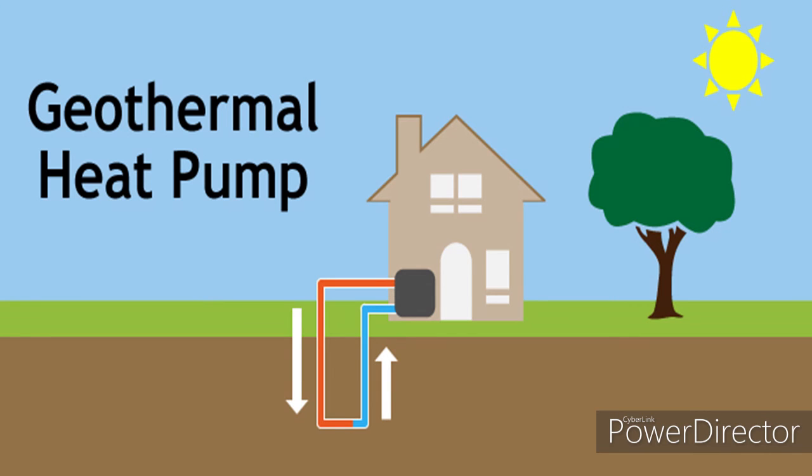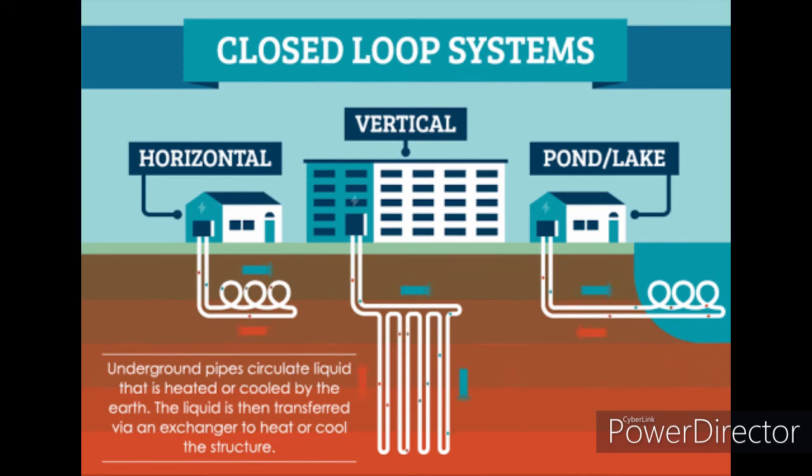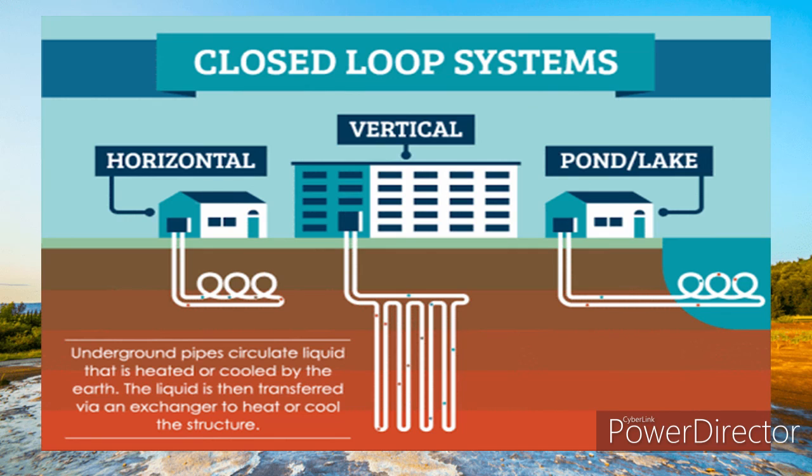Now, we will explain the geothermal heat pump. Closed-loop horizontal systems are for residential areas, and larger commercial buildings usually use closed-loop vertical systems. Closed loops constructed under or in a pond or lake are usually the cheapest. The closed-loop system works when underground pipes circulate liquid that is heated or cooled by the earth. Then, the liquid is transferred through an exchanger to heat or cool the structure.